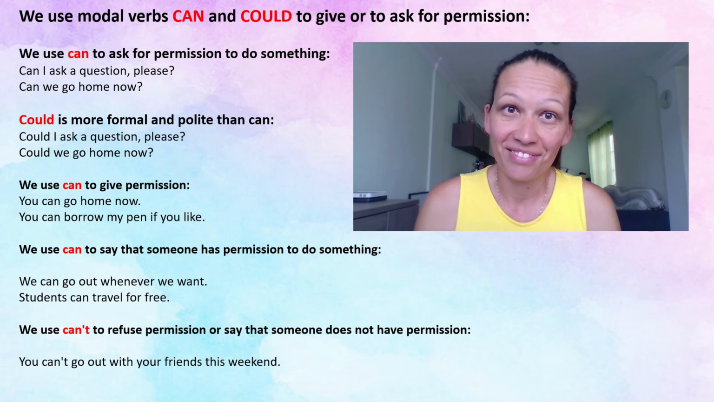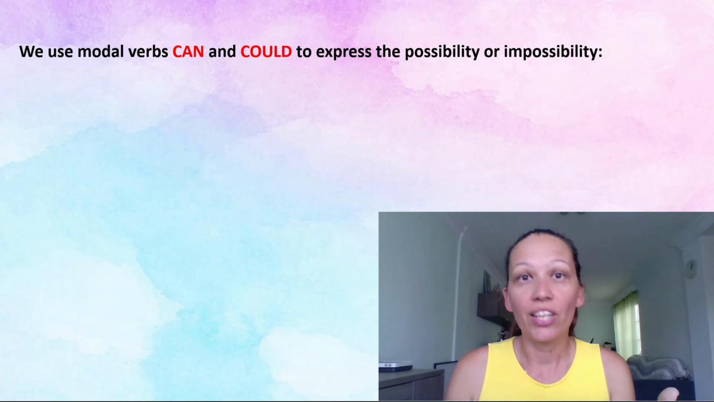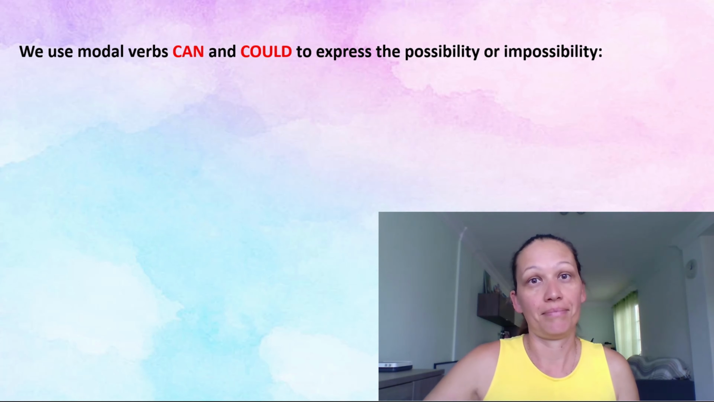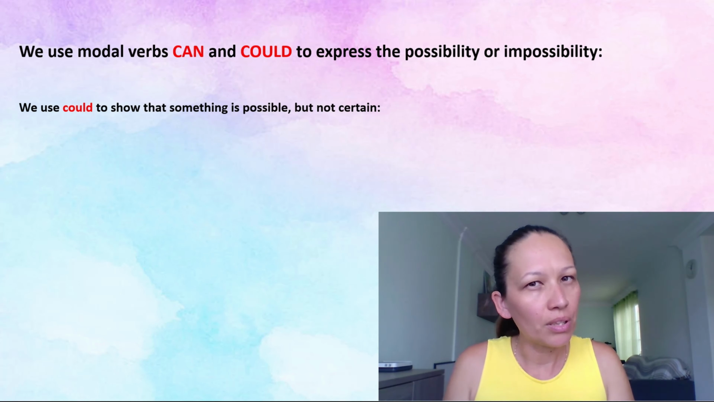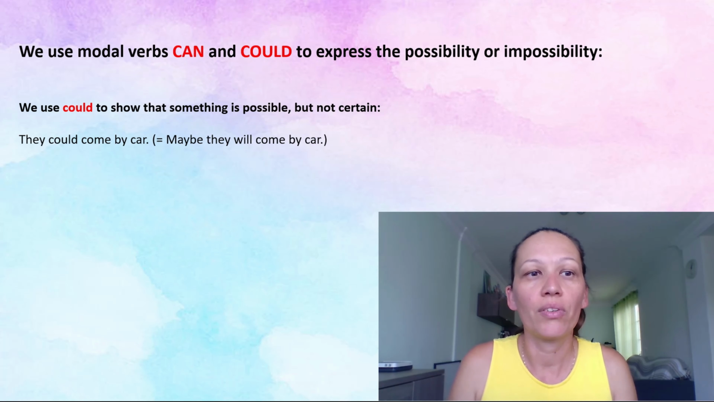Now let's have a look at the example when we use can and could to express the possibility or impossibility. We use could to show that something is possible but not certain, so we're not sure about it. For example, they could come by car. Well, we are waiting for someone to arrive and they could come by car. It's possible, but we're not sure.